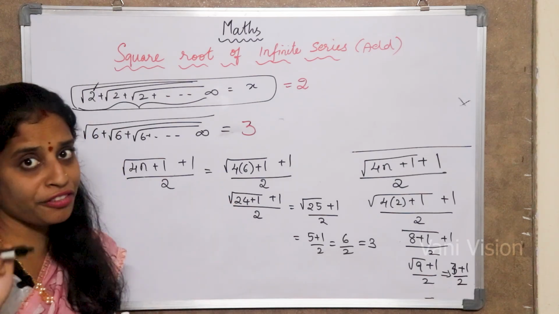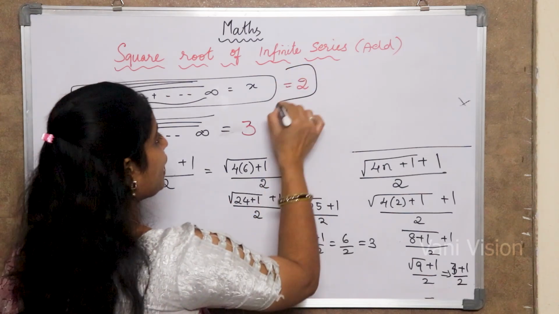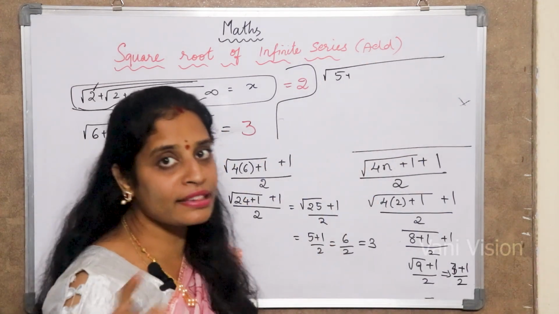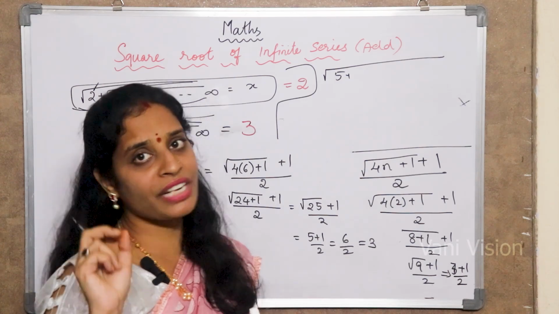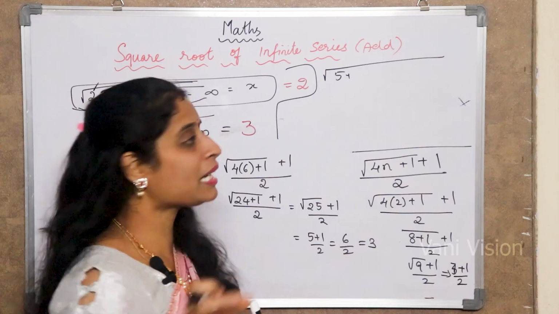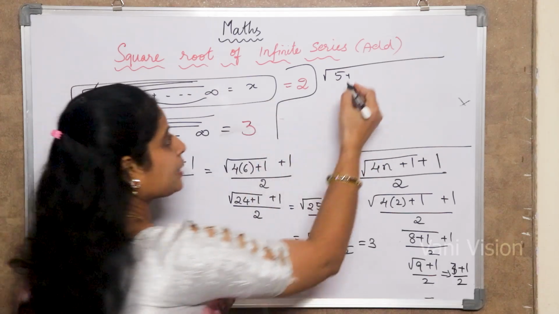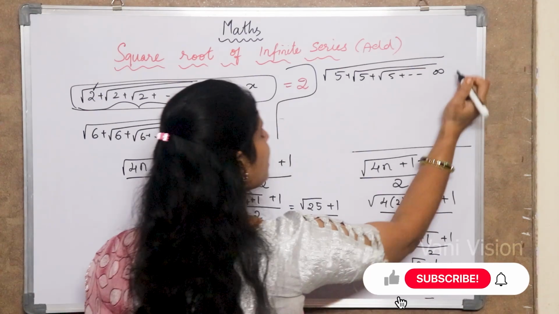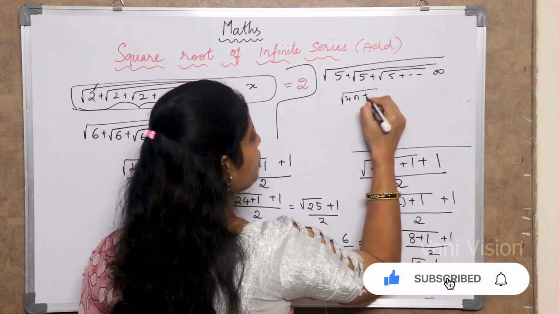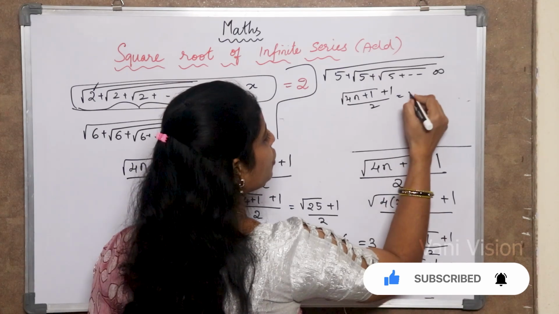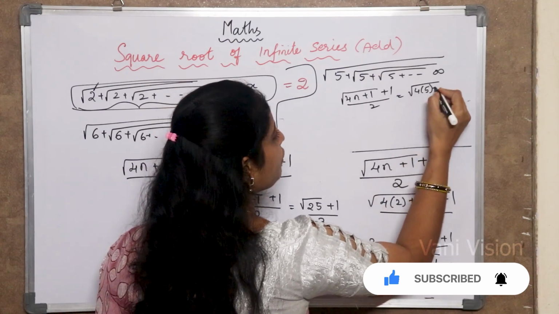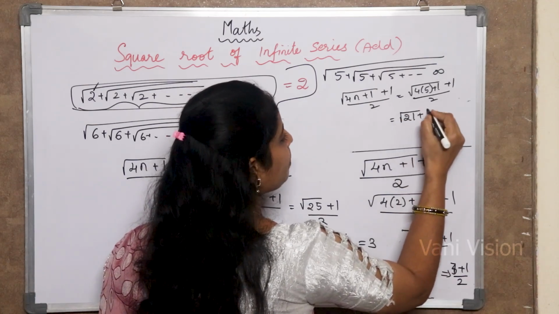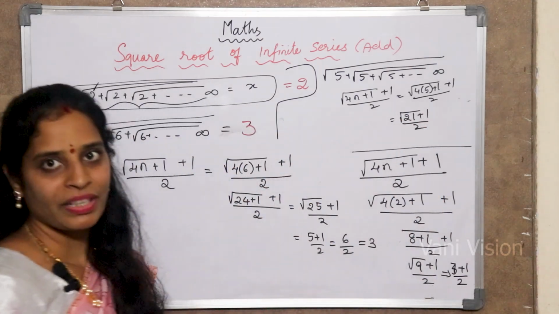See, we'll find out for root 5 and root 5. Then we can easily compare where to use that trick. That trick is not useful for all the numbers. For only specific numbers, we are going to use that trick. So that's the reason I am taking one more example here. See that. Root of 5 plus root of 5 plus so on infinity. Now substitute 4n plus 1 by 2. So root over 4 into 5 plus 1, that is root 21 plus 1 by 2. Clear?